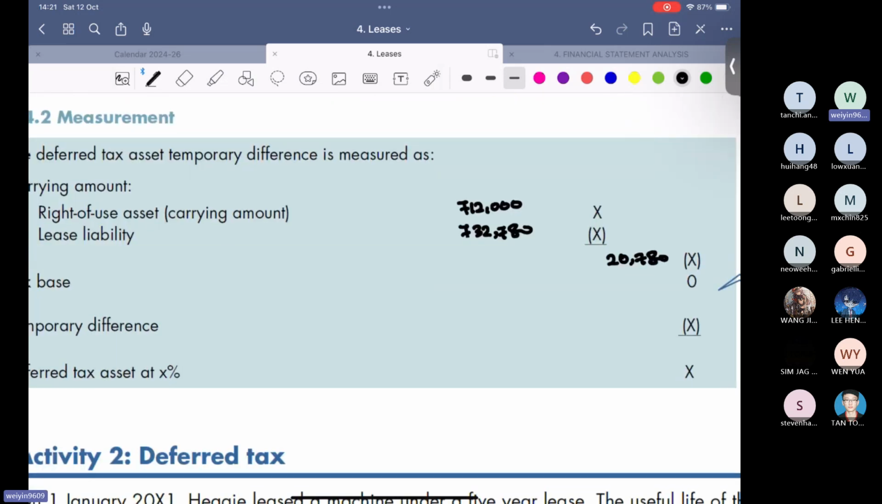So when you get this one, you compare. So it will be 20,780 times the percentage, for example at 20%. Therefore, times 0.2, I got 4,156. Just as simple as that. Simple calculation. Right? Okay, so next one.